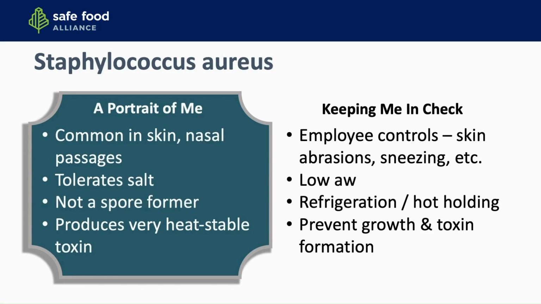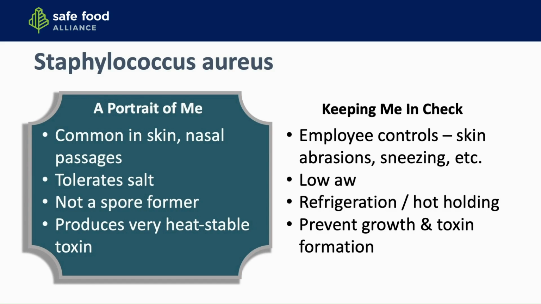Otherwise lovingly known as staph. This is common on the skin and in nasal passages, so if someone has an infected sore on their skin, for example, it is often staph that is present, so that's something that you have to think about if you have a worker with such a condition. It is very salt tolerant, not a spore former, but it produces a very heat-stable toxin. So sometimes foods can be contaminated, the organism grows, the product is cooked, but the toxin is still present.